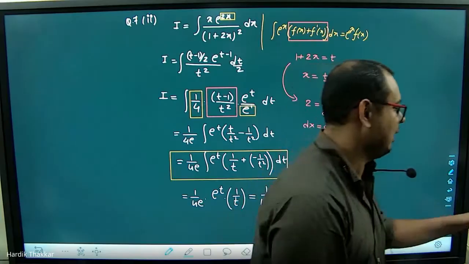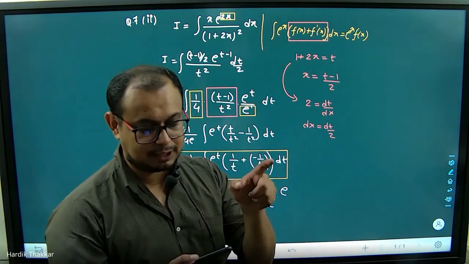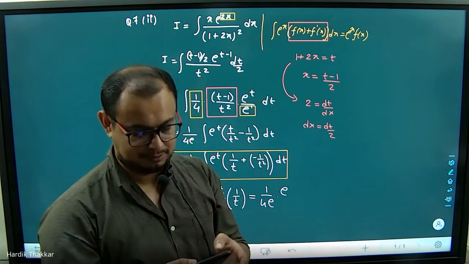Sir, I got it, ma'am. Like, 1 upon t is the direct differentiation of minus 1 upon t whole square, no? Yes, we can directly write it as 1 upon t in the solution. You have not considered that e raised to power t. Okay. Yes, sir.